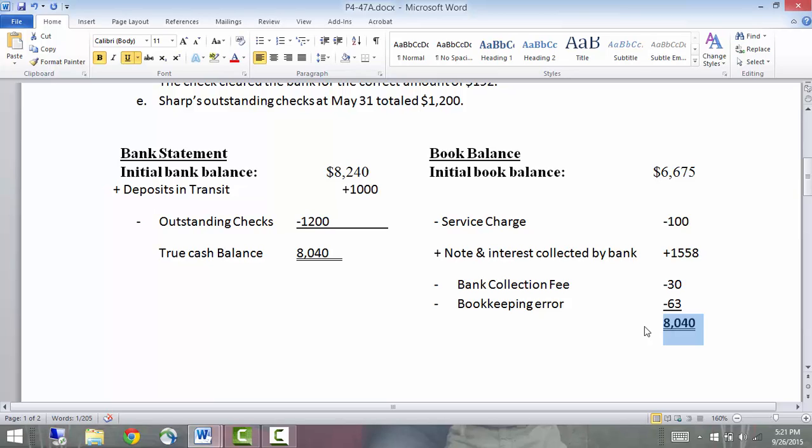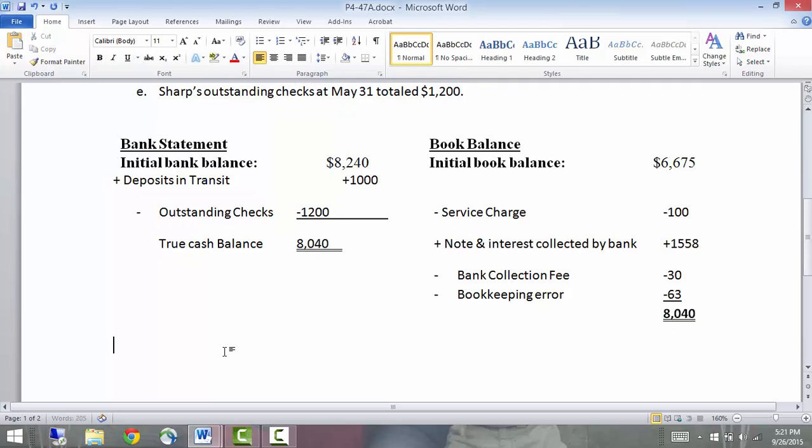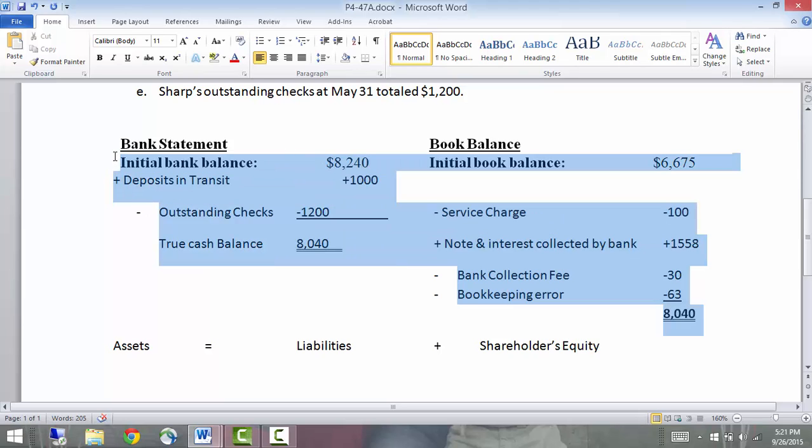Okay, the second part of the problem asks us to prepare the necessary adjustments in the accounting equation to update the records of Sharp Company. So if any of these adjustments are not already recorded in our accounting system, we would need to make adjustments so that our accounting system is updated. Keep in mind that this worksheet is not part of the accounting system. This is just a bank reconciliation worksheet, so it does not update your accounting records. If you need to update your accounting records, you've got to put it into your accounting equation.